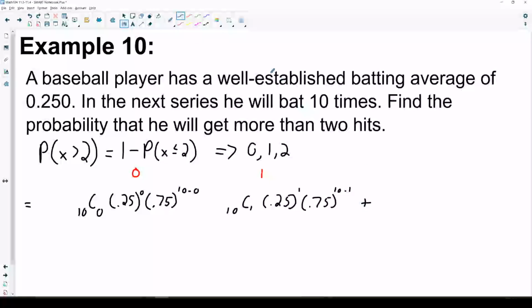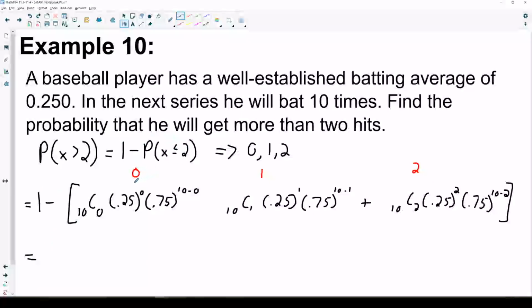And then last but certainly not least, probability of getting, not 0 hits, but 2 hits, because we do need less than or equal to 2, giving us 10 choose 2 times the probability of a success to the number of successes, times the probability of a failure to the total number of trials minus the number of successes. And I want to take that whole value, because those are the chances of me getting a 0, 1, or 2, something less than or equal to 2, and I want to subtract it from 1, just like we wrote our formula up here.